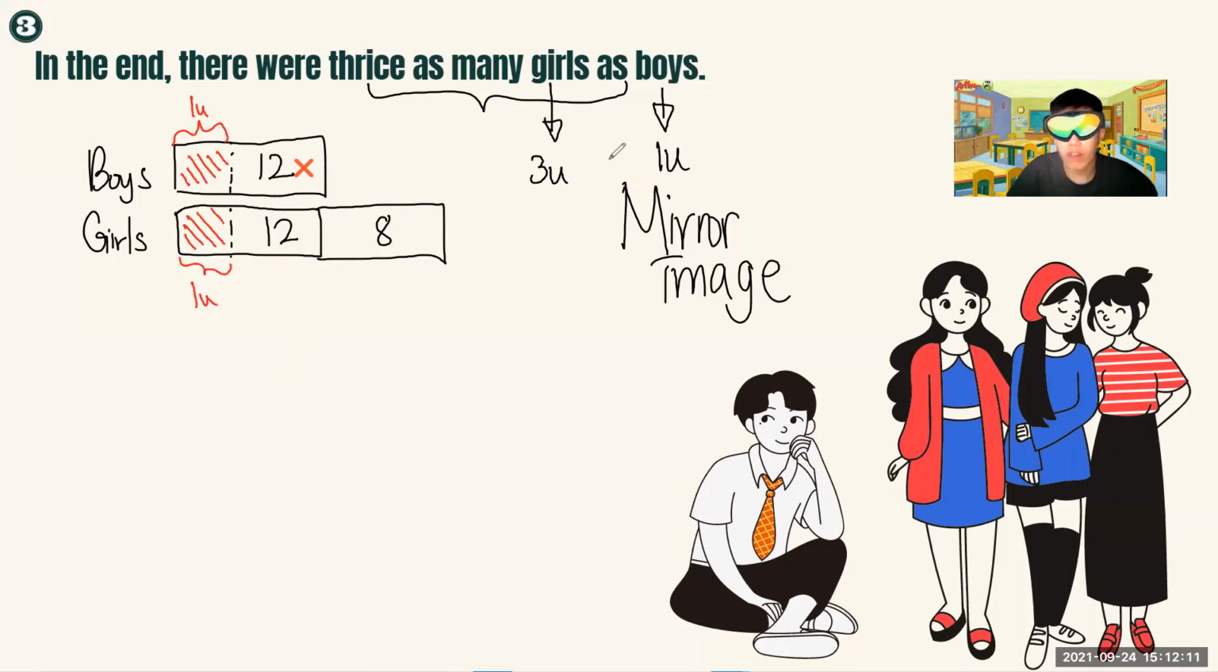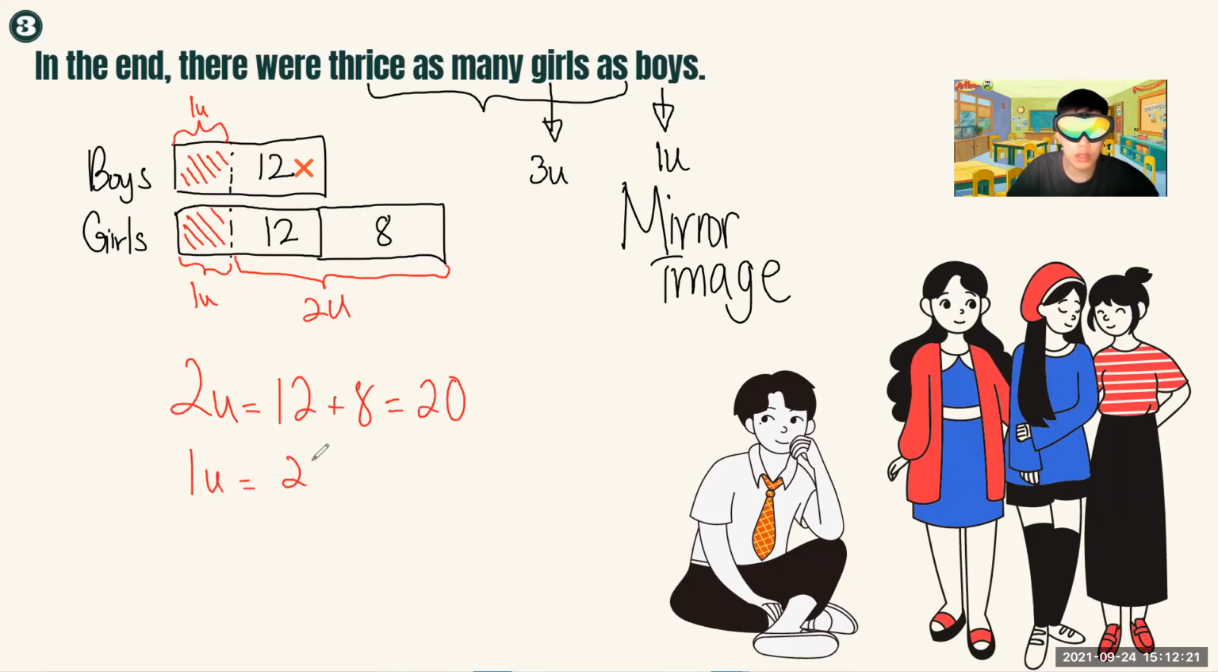But for girls, it's actually 3 units, which means whatever is over here is equal to 2 units. So therefore, 2 units equals 12 plus 8, which equals 20. Find out what's 1 unit. 20 divided by 2. How do I know it's divided by 2? You ask yourself a very simple question: how do I get from 2 to 1? I divide by 2. And when I do something to the left, I must do something to the right. Therefore, you will get 10.